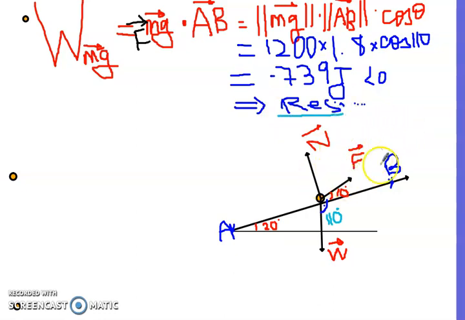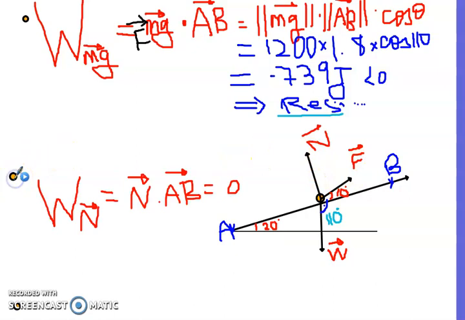Any problem about this force? Direct application only. So let's find the work done by the second force, which is the normal. N dot AB: notice here, the normal is perpendicular to the vector AB. So cosine 90 is 0. So the work done by the normal is always 0. We are left with F only.